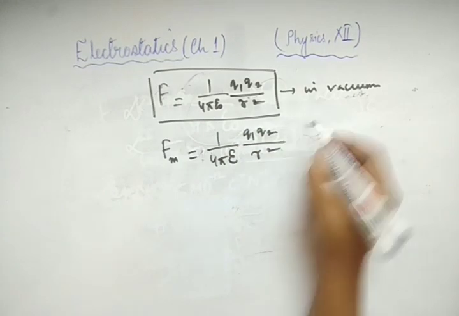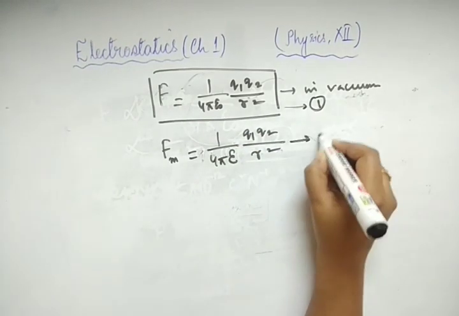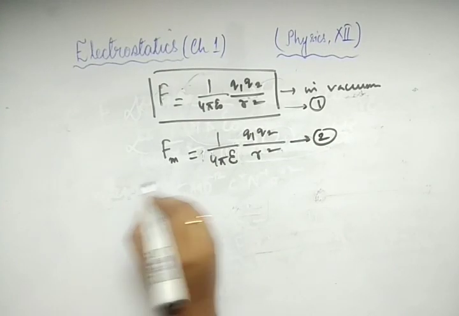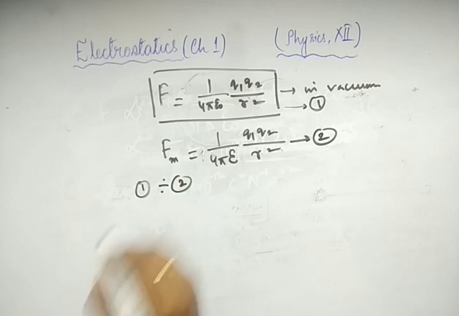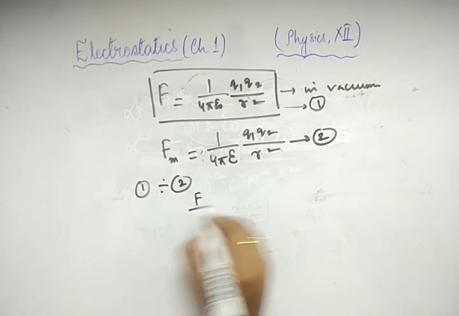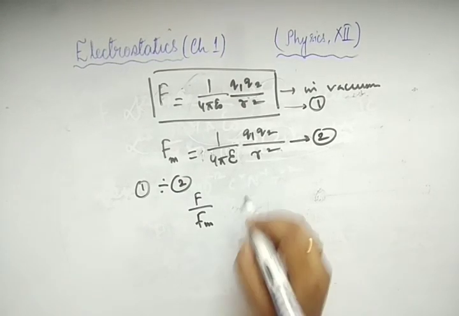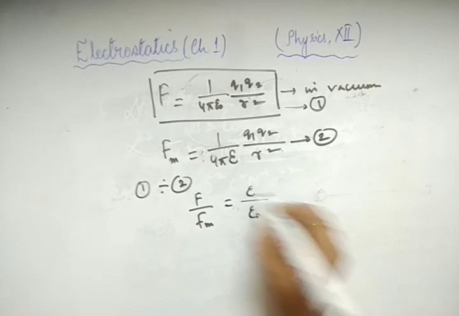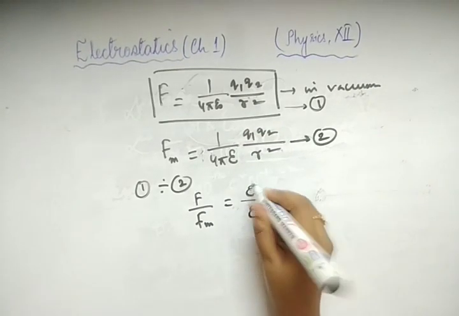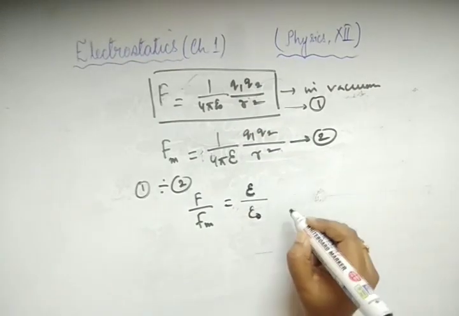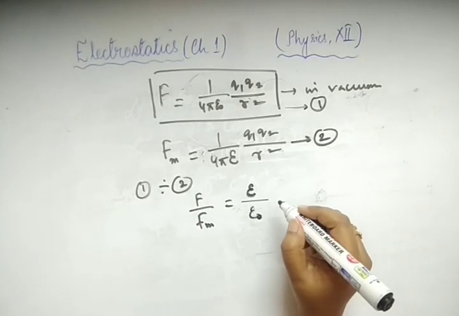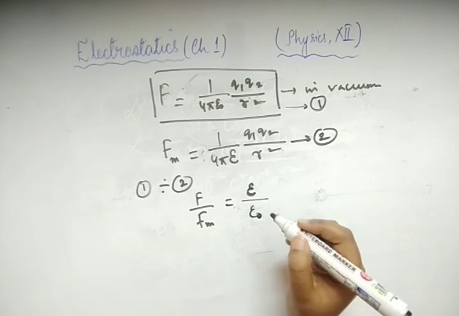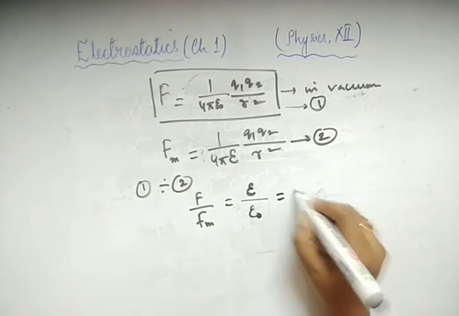Now if you take the ratio of these two, suppose you do 1 divided by 2, what will you get? F by Fm equals to, all the things will get mutually cancelled out, and only what will remain? Epsilon by epsilon naught. Now it was found out that this ratio is equal to K.